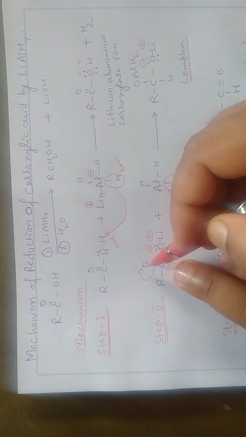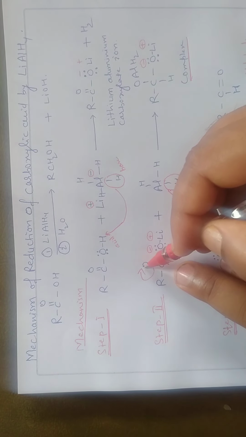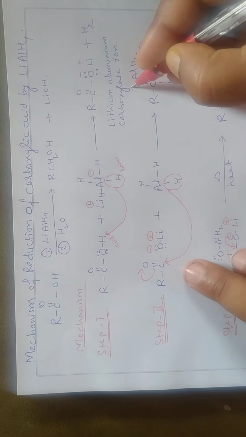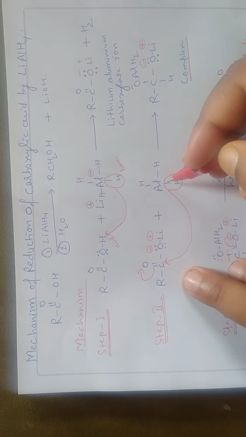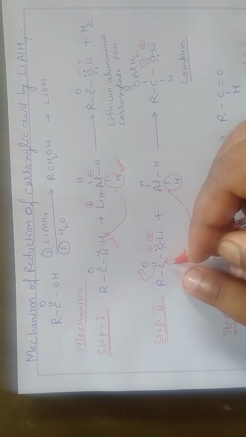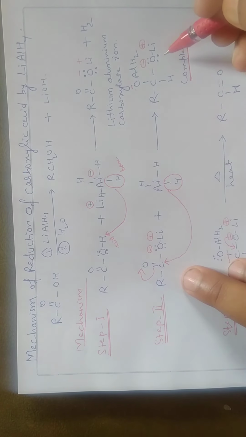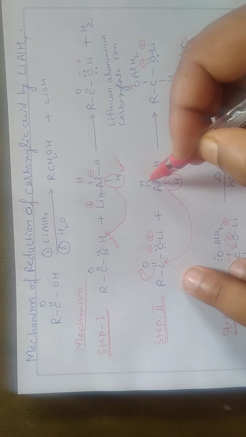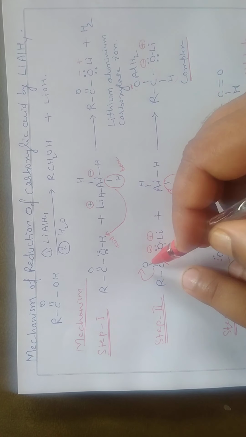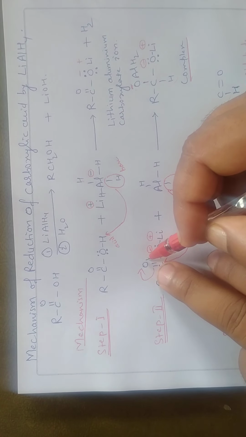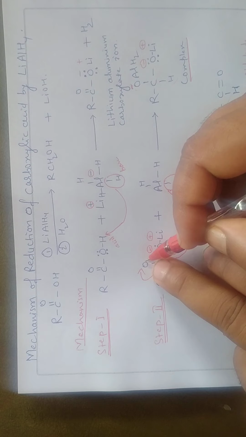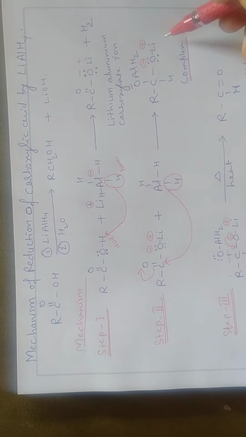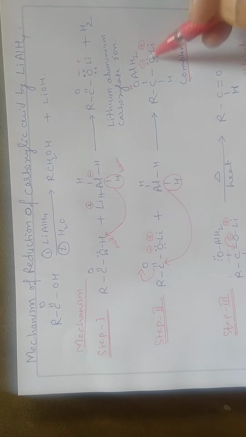As a result, what happened? This pi electron shifted to oxygen and it becomes O minus, and here a carbocation is formed. So here is a nucleophilic attack. So here H is attached, O minus, and the rest one, AlH2, is associated with oxygen to form OAlH2. So this is a complex formed.